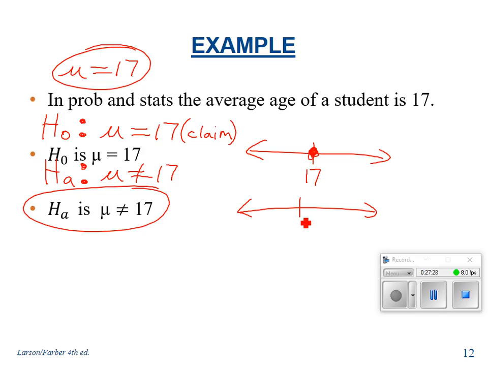We put 17 right here. Do I want to put a dot on 17? You want to put an open dot on 17. And where do I shade at? Both ways, right? Shade this, shade the arrow, shade this, shade the arrow.